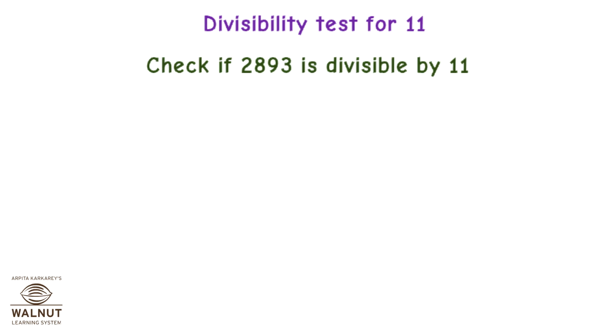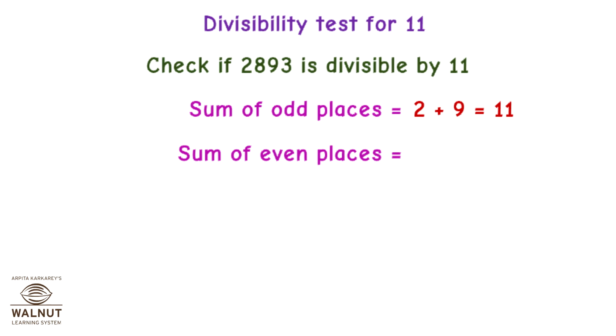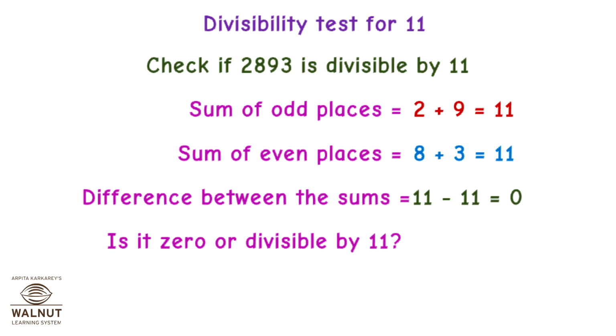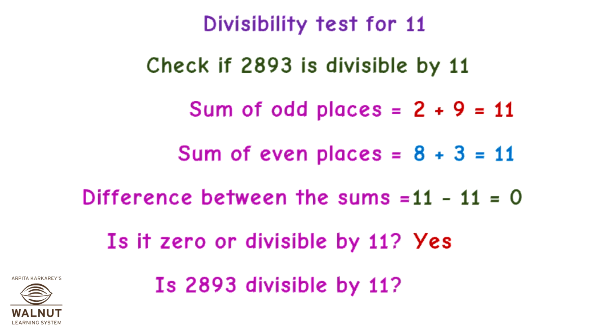Check if 2893 is divisible by 11. Sum of odd places is equal to 2 plus 9 is equal to 11. Sum of even places is equal to 8 plus 3 is equal to 11. Difference between the sums is equal to 11 minus 11 is equal to 0. Is it 0 or divisible by 11? Yes. Is 2893 divisible by 11? Yes.